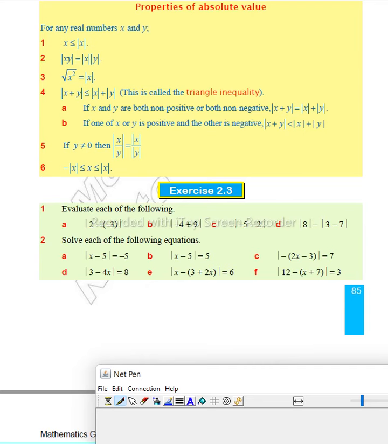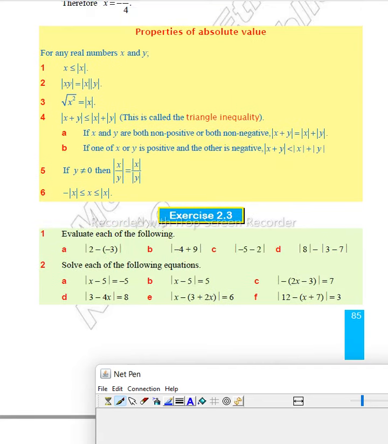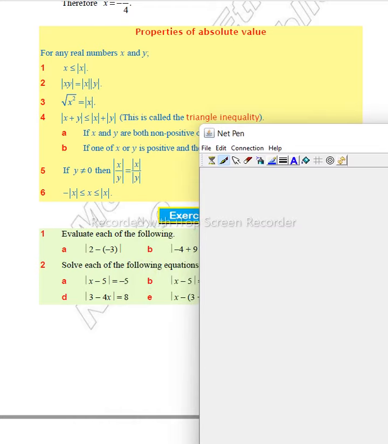Here I have some properties of absolute value. Any number x is less than or equal to the absolute value of x. For example, if you take 5, 5 is less than or equal to the absolute value of minus 5. As we see, the absolute value of minus 5 is 5, which is greater than minus 5.